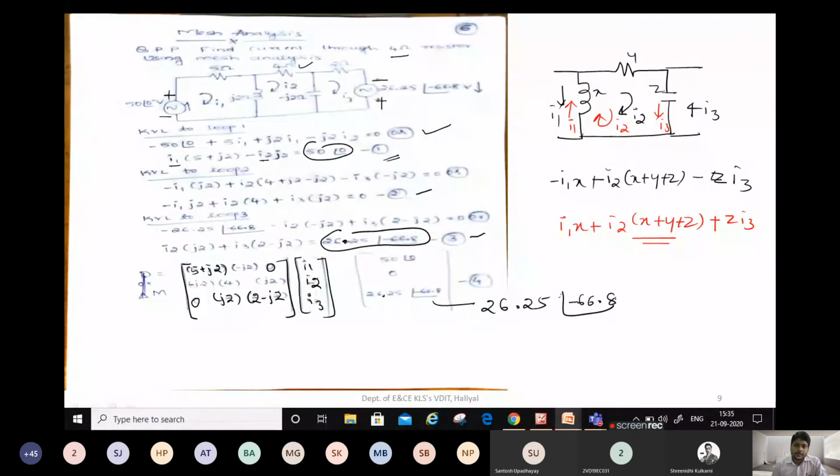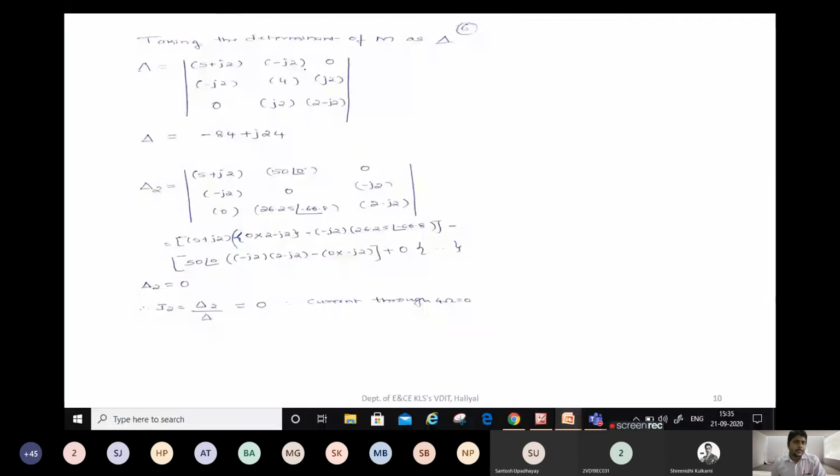So this you have to write now. Next, what is the requirement here? We need to solve for the current through the 4 ohm resistor, where that current flows in the second loop only. So there is no need to find I1 and I3 here. You just have to solve for I2 with respect to Kramer's rule. So how to do that? It is shown here.